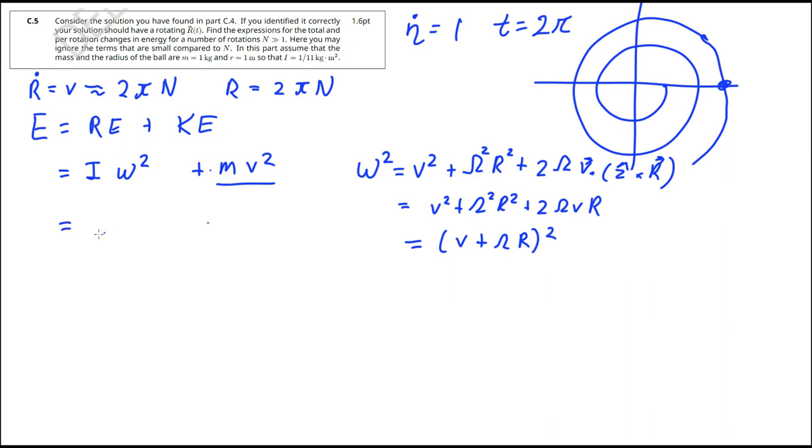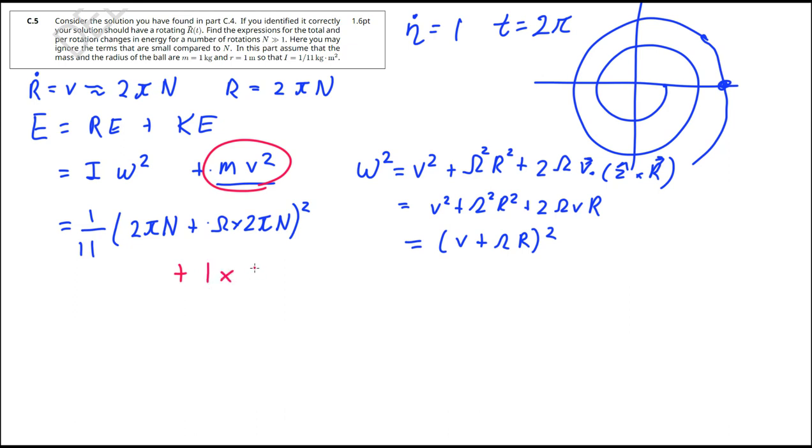So in this expression here, v is just 2 pi n plus omega times r, which is 2 pi n. That's all squared. And then we've still got our second term, so plus m equals 1, and v is 2 pi n squared. So if we put all that together, we can factorize out the 4 pi squared n squared.